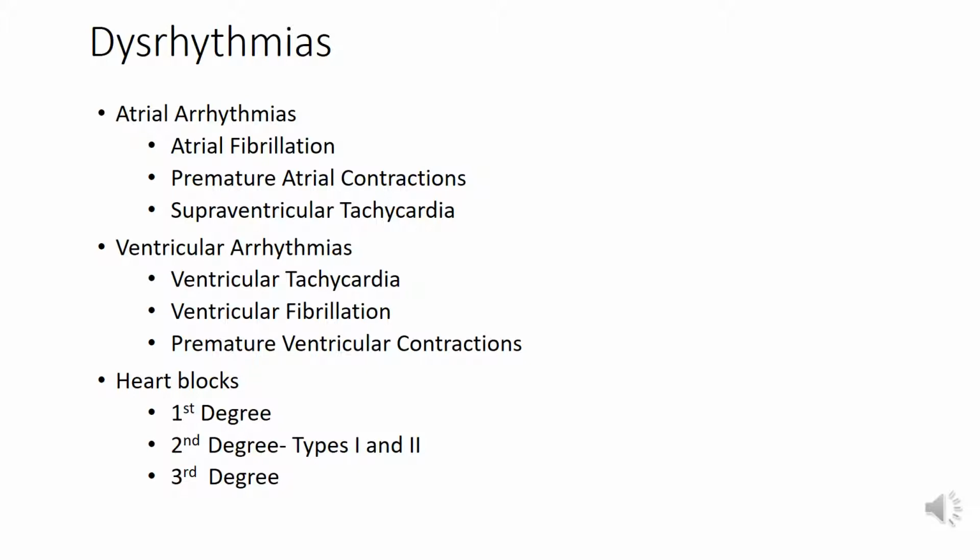PVCs can occur. They're usually asymptomatic. They are usually benign, but frequent ones can indicate coronary artery disease, hypoxemia, hypokalemia, hypomagnesemia, dig toxicity, ischemia, stress, or stimulants. I want you to pay attention to the rhythm strips that are in your book on pages 505 to 506, so you can look at all of these rhythms and read about their characteristics.